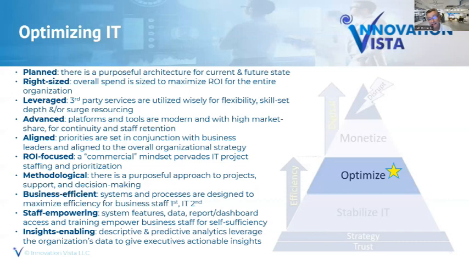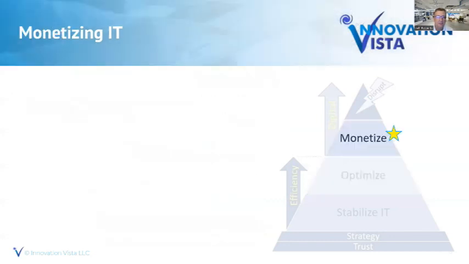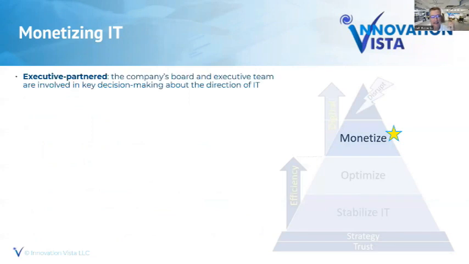Okay, so that's optimizing. You score really well on these things. That means, in our terminology, you have achieved efficiency. You're running a successful IT platform. Now, the next slide is, how do we get to the next level? How do we go beyond running an IT platform to transforming or really rocket powering a business model? And that's the monetized set of capabilities. So to start with, we must be executive partnered.